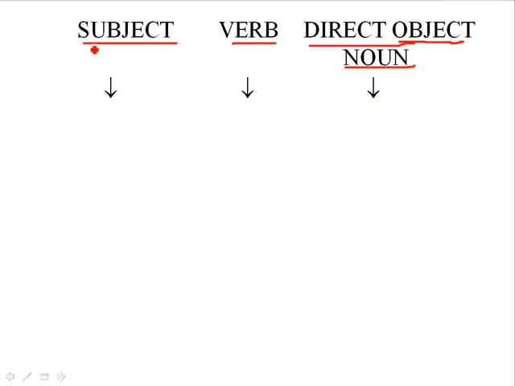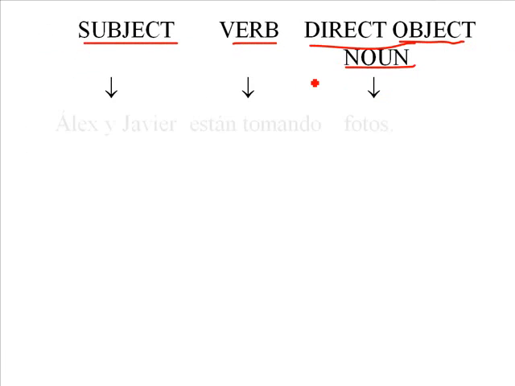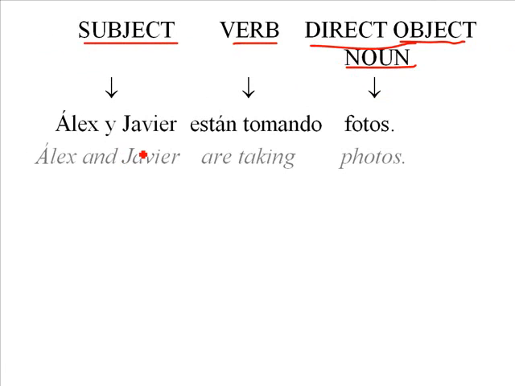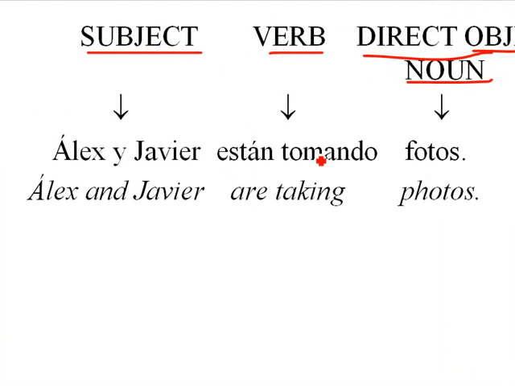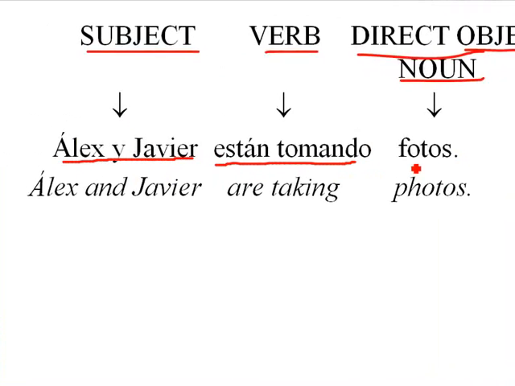Again, every sentence has a subject and a verb. Many have objects. So how does that work? Well, the subject is the person doing the action. Alex y Javier. Verb, the action. Are taking, están tomando, fotos. Okay, so we know Alex y Javier are doing the action, están tomando, they're taking, fotos.